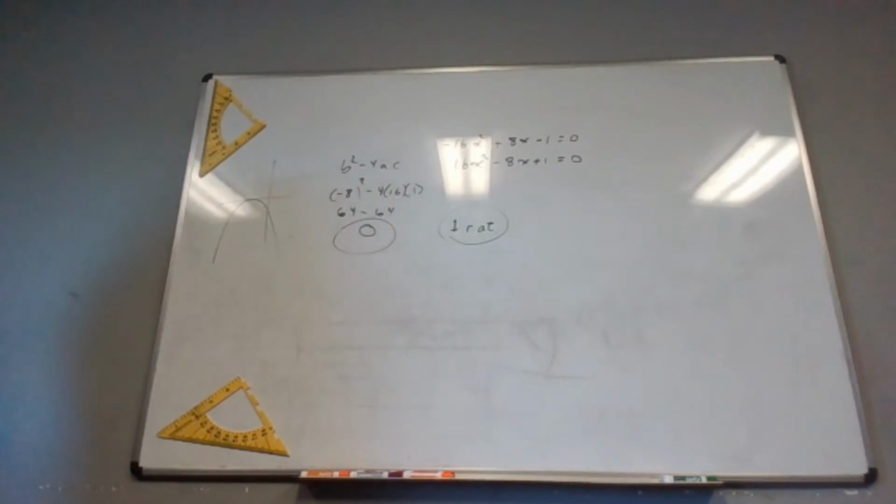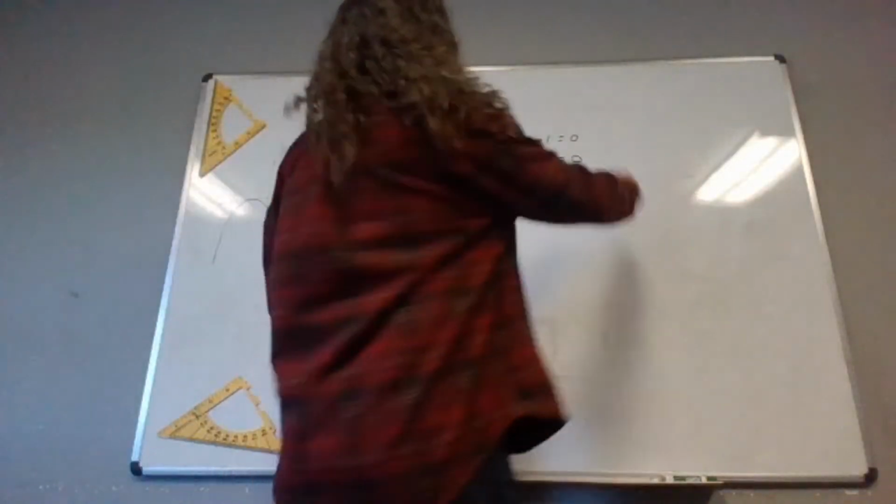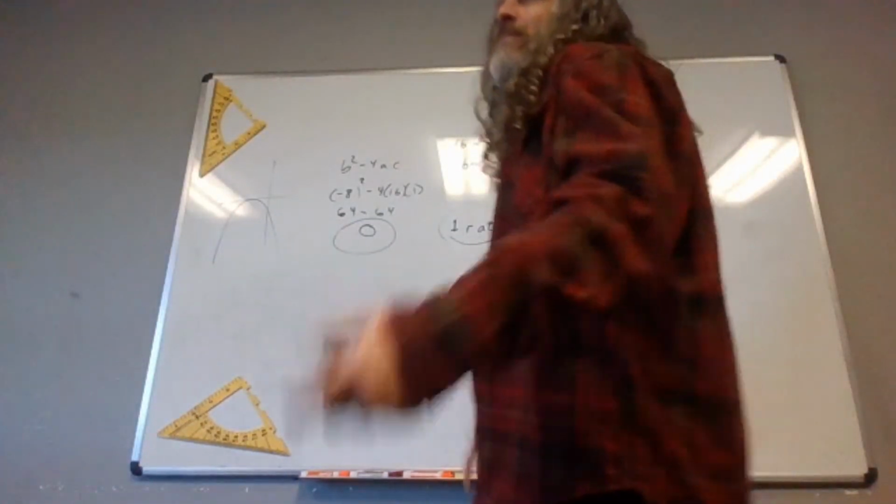Why do we know that it's opening downwards? Because A is negative. Great question. Well, and that would be if this was Y, right? But yeah.